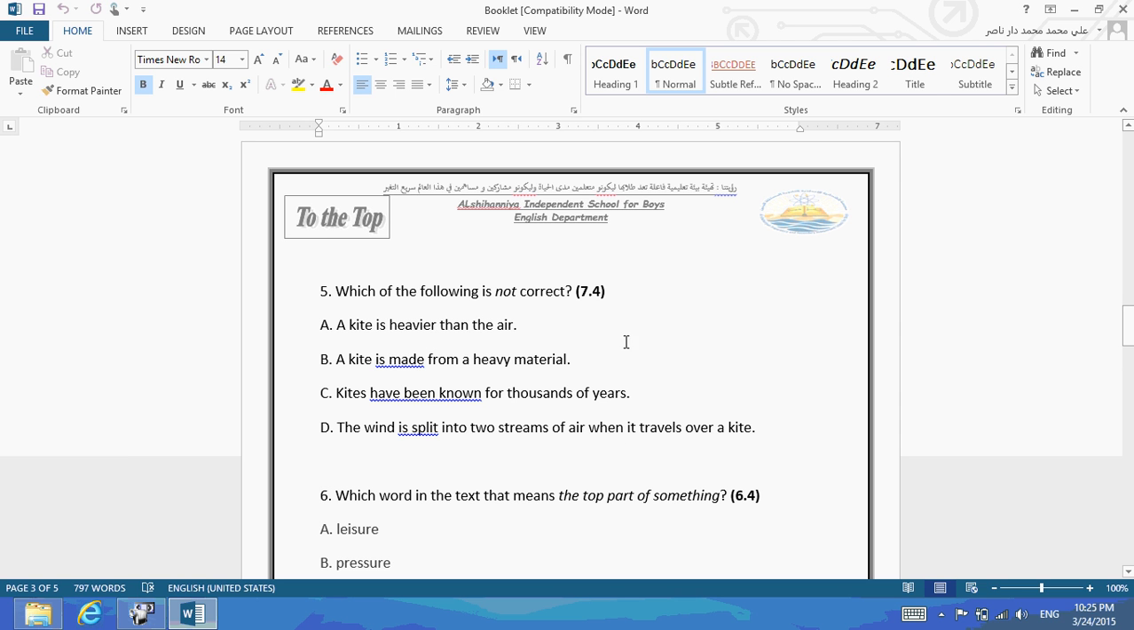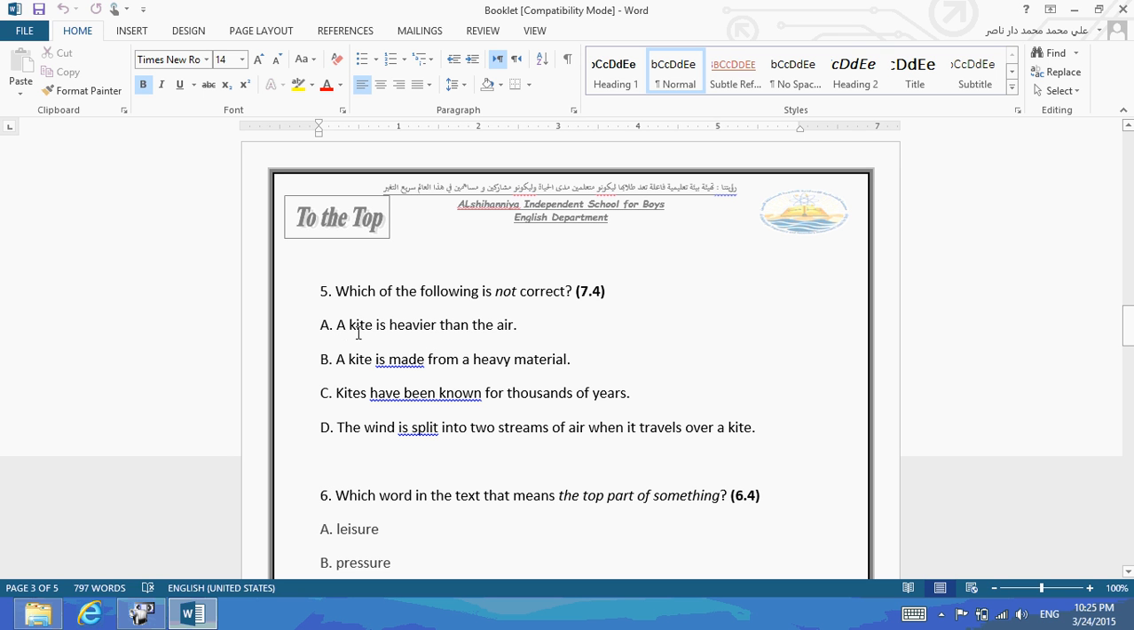Which of the following is not correct? Such a question is not easy because you have to read the four choices and find each choice in the text to make sure whether it is correct or not. The incorrect one, or the not correct one, is the correct choice.